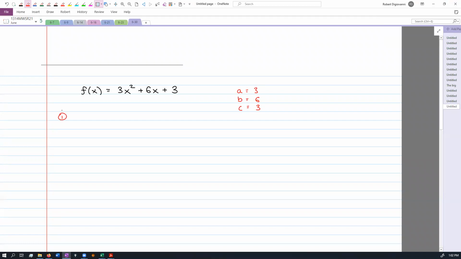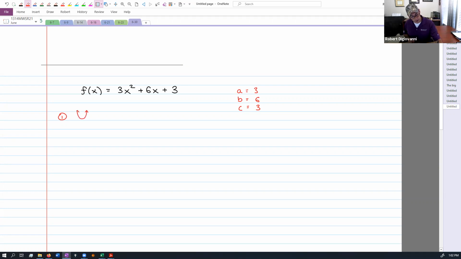Now, Lily, for step 1, determining if it opens up or down, what do you got? It's going to open up because 3 is greater than 1. Yeah, so what I start doing instead of writing up or down, I just draw a little parabola going up like that, and I put a little vertex on the bottom because I know it's going to be like that.